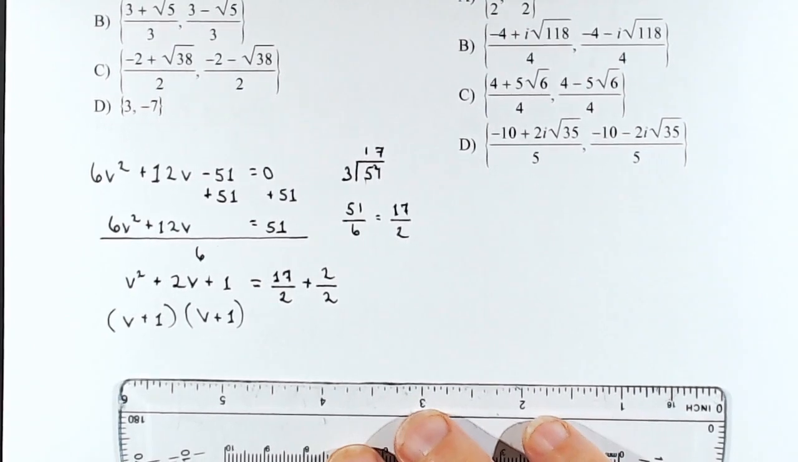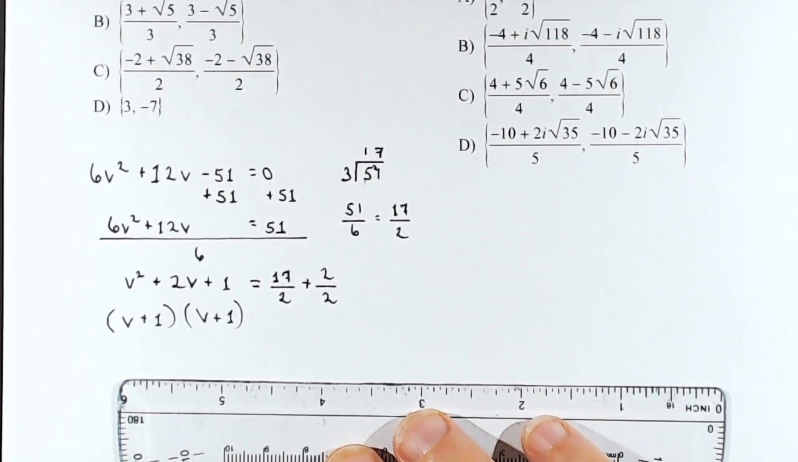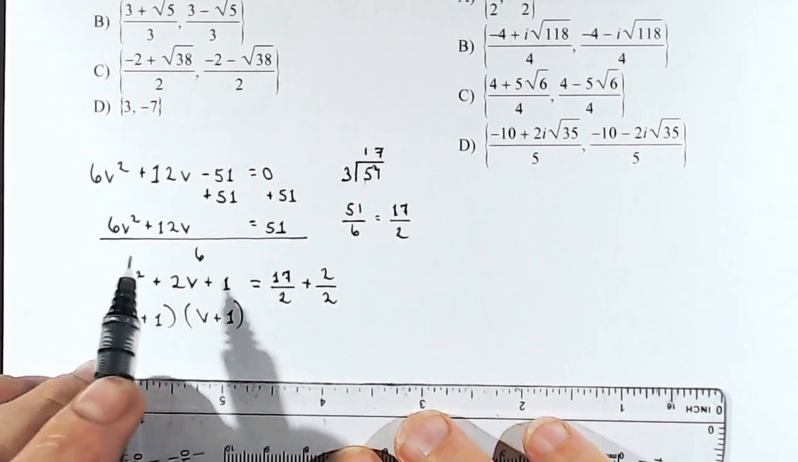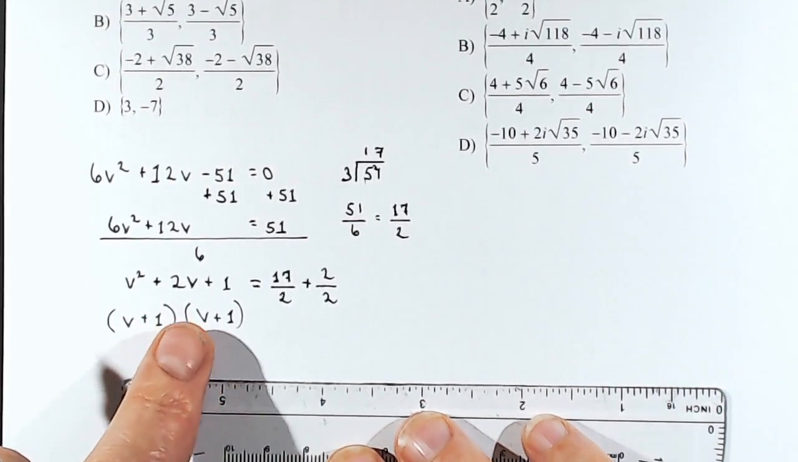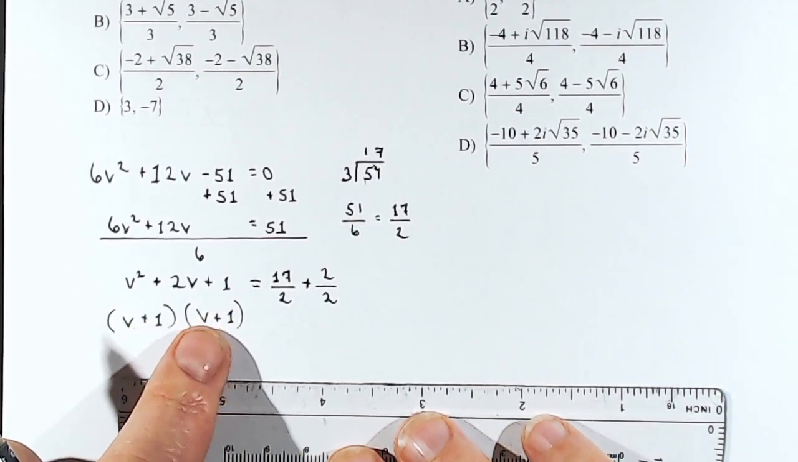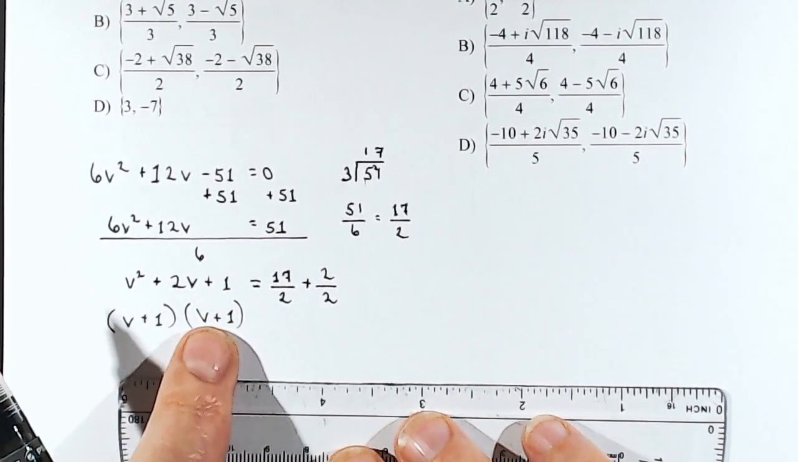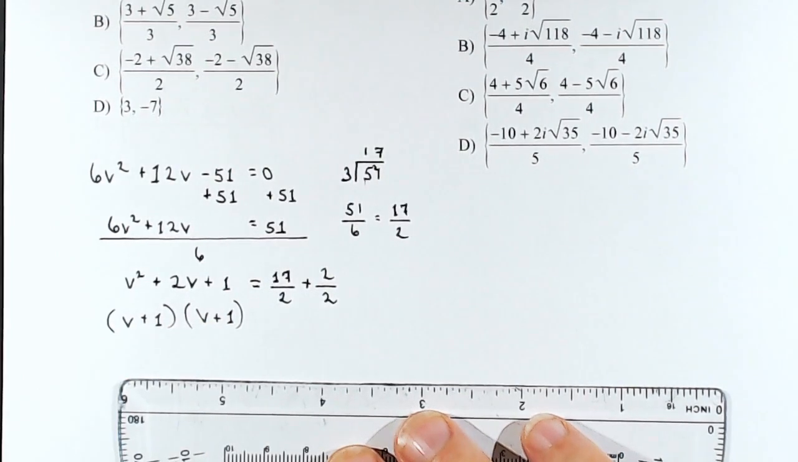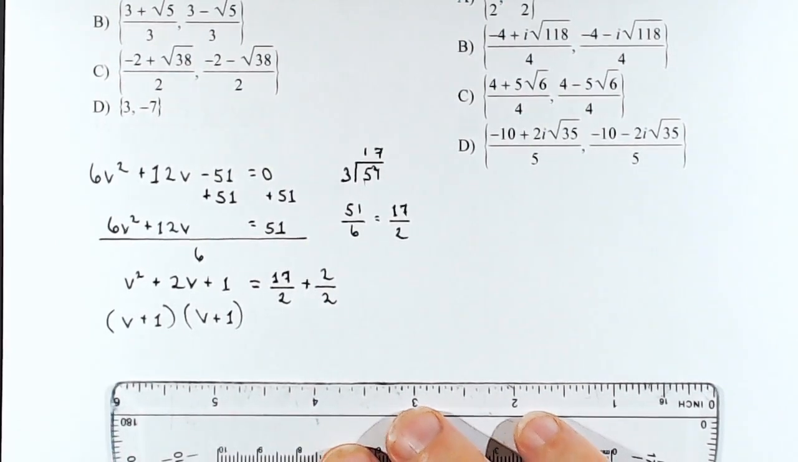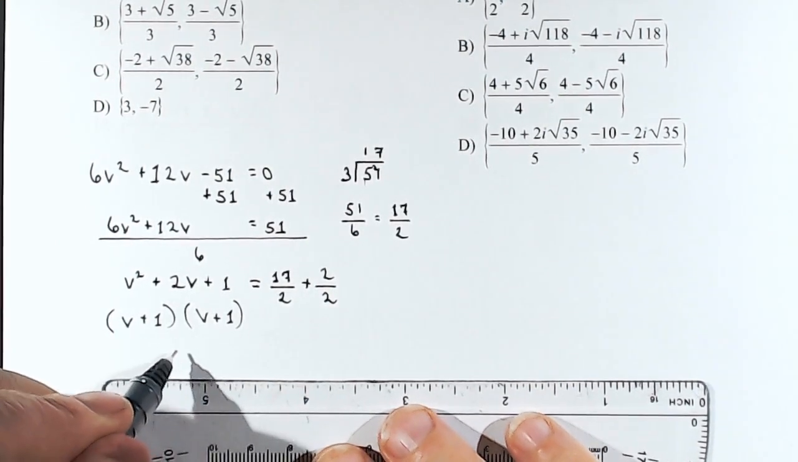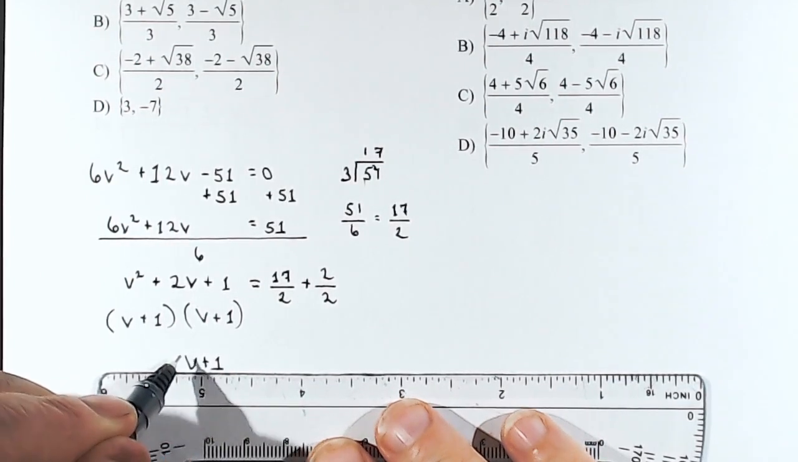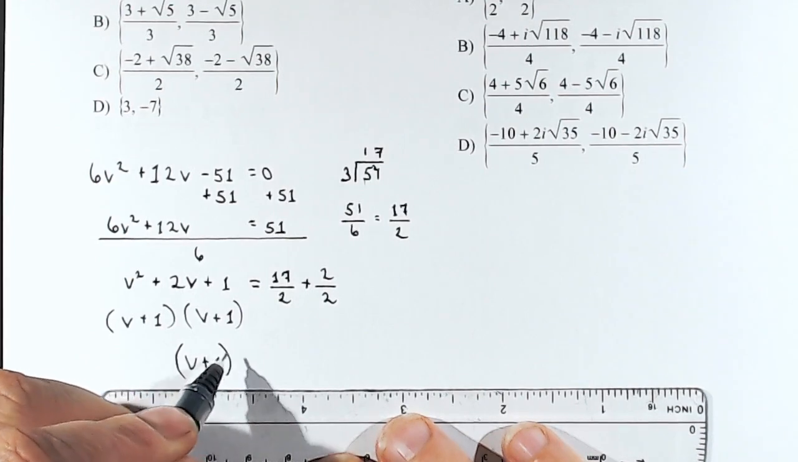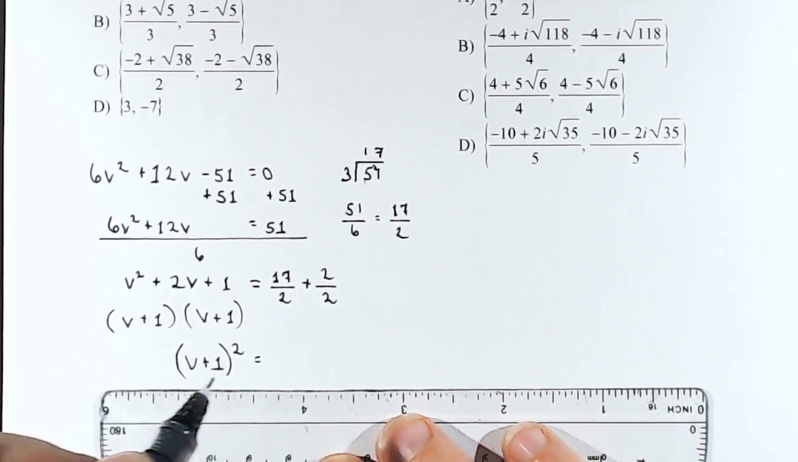Now I want to just show you something. This problem isn't very good for demonstrating this, but when we did half the middle coefficient, we divided 2 by 2 and got 1. We already knew that our terms here would be 1. So whatever half the middle coefficient is, that's what you're going to put as your constant value in your factors. So v plus 1 times v plus 1 can be rewritten, and this is the key for completing the square, as v plus 1 squared. And that's equal to 19 over 2.